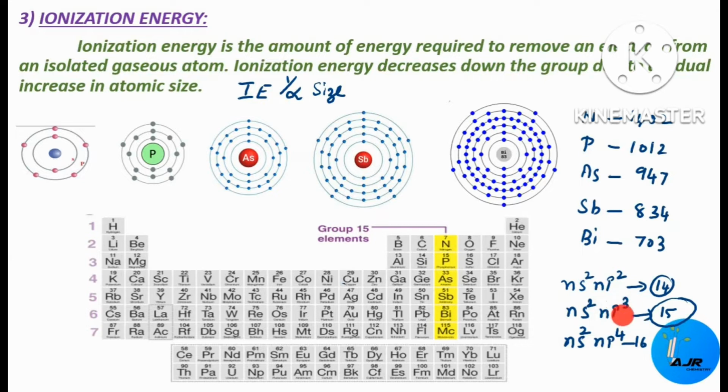Since it is stable, we have to supply more energy because it is not that easy to remove the electrons from the outermost orbital. So we have to spend much energy when compared to here, understood? That's why this group 15 has a lesser tendency to lose its valence electrons.